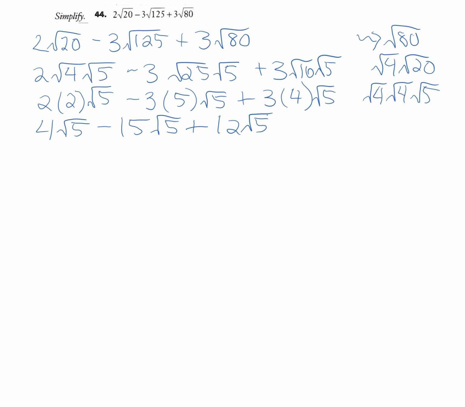And the nice thing here is that all our terms are multiplied by the square root of 5, so we can combine them because they're actually like terms. So I have 4 root 5s minus 15 root 5s plus 12 root 5s. If I do 4 minus 15 plus 12, that gives me 1 times root 5, which just evaluates to root 5. So that's our answer. When we simplify this expression, we get root 5.